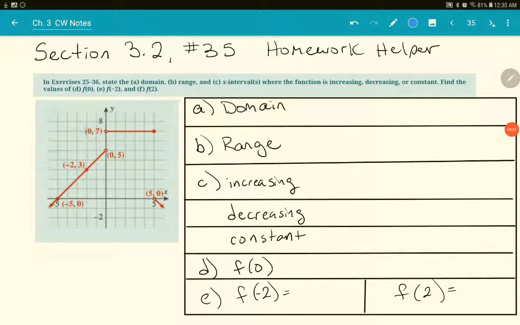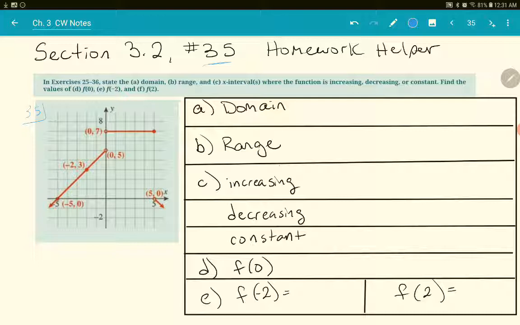Okay, in section 3.2 of the homework, we're going to do number 35 for an example. We have to find the domain, the range, the intervals where it's increasing, decreasing, or constant, and then evaluate it at f of 0, f of -2, and f of 2. So, starting with part A, finding the domain of this function.